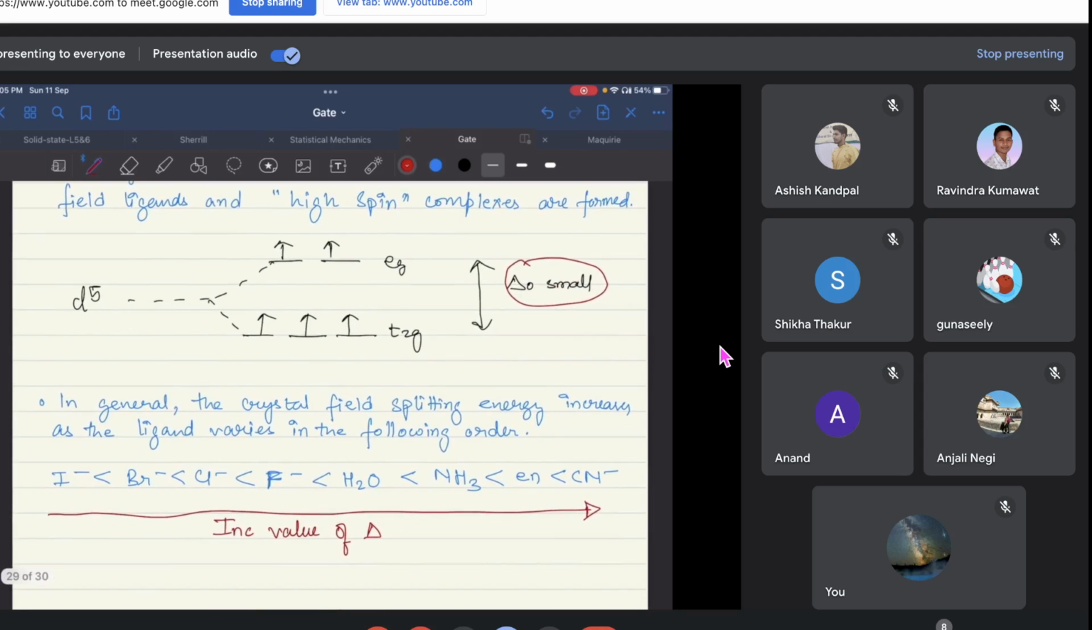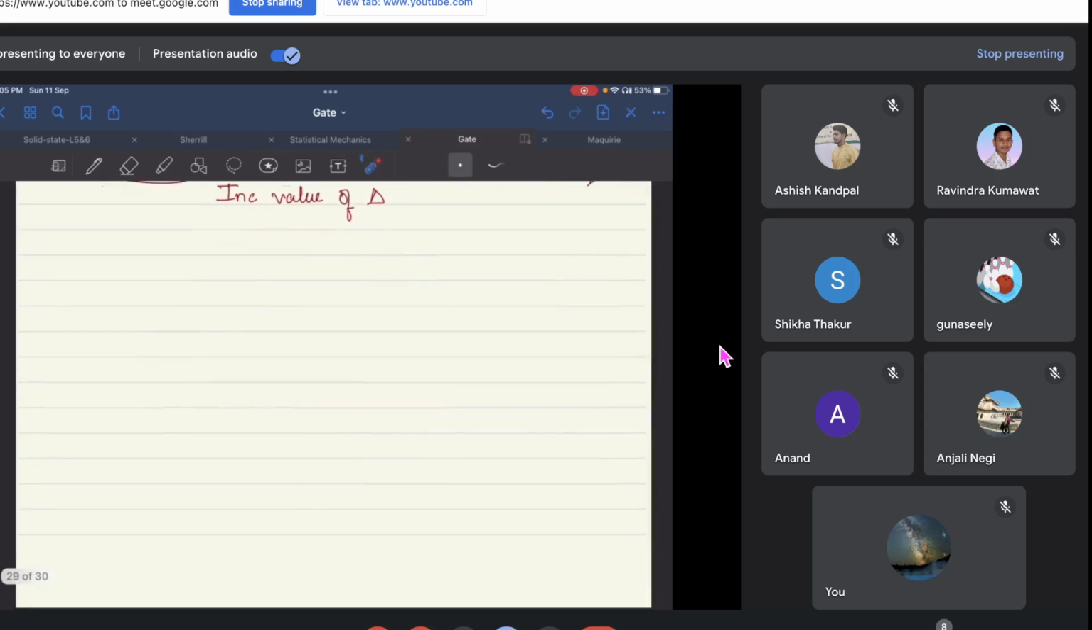Okay, so in general, the crystal field splitting energy increases as the ligand varies in the following order. If we go from left to right, we see that there is an increased value of the delta. So there is a higher splitting, and so I can say that CN negative is a strong field ligand causing a higher delta naught value.